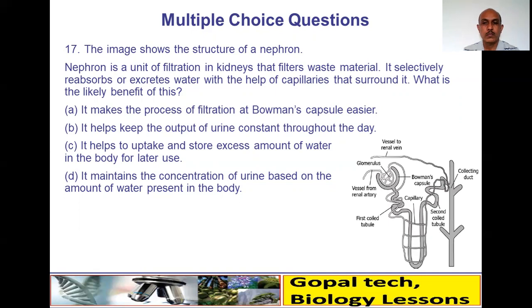Yes. The correct answer is D. By doing this, it maintains the concentration of urine based on the amount of water present in the body. So in summer season, the body needs more water, so it cannot expel more water. In winter or rainy season, the water requirement is less, so diluted urine will be passed. So this is what you have studied.